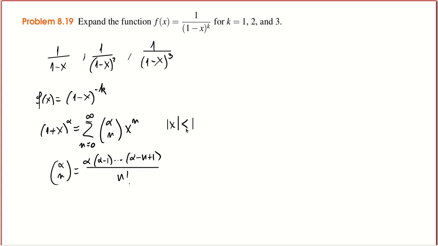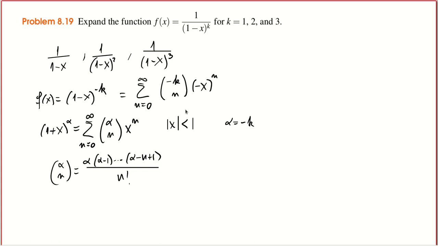Right. So in this case, what we have is first, instead of plus x, we have minus x. So we have to introduce here minus x, right? And the second thing is that alpha is negative k. So what we have here is therefore this series: negative k over n, minus x to the power n. So formally, this is the series, right?